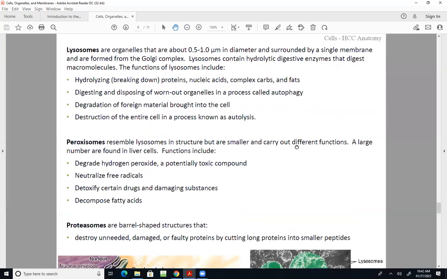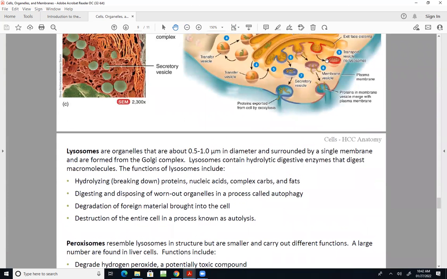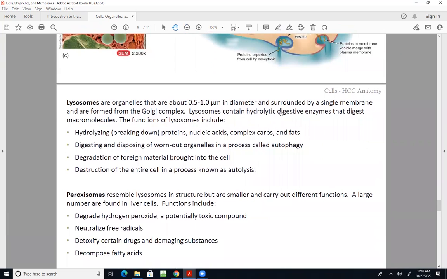All right, lysosomes, organelles about 1/2 to 1 micron in diameter, surrounded by a single membrane, formed from the Golgi complex like we just showed. So there's not 2 parts to the membrane, it's just a single membrane. But inside of them are very potent hydrolytic digestive enzymes. Hydrolytic means that they can break things down. Very, very strong. I always tell students, think of these like the garbage disposals of the cell because of these various enzymes that enable them to digest certain things.